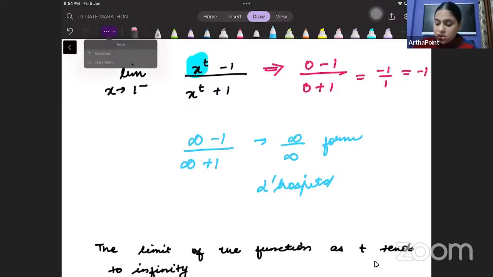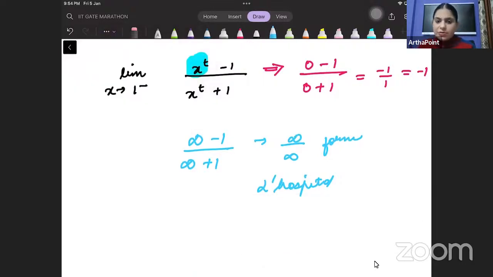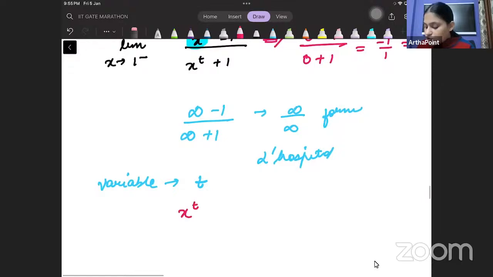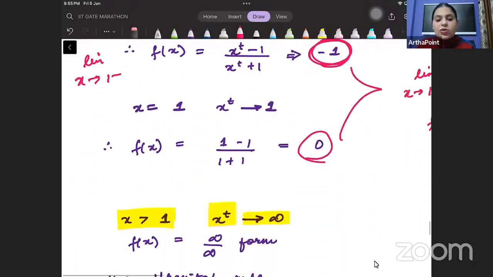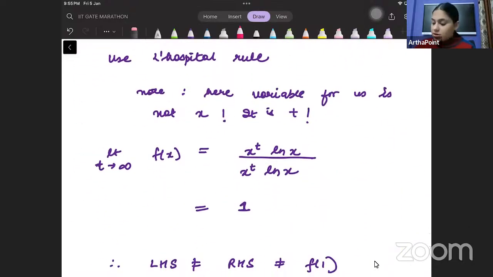Now just think about this. If I were to use L'Hopital, beta, with respect to what will we differentiate? I am approaching t to infinity, so the variable here will be t. If I differentiate the numerator, I get x to the power t ln x. And if I differentiate the denominator, I also get x to the power t ln x. So when you differentiate the numerator and denominator using L'Hopital, you get the same number and therefore you get the answer as 1.